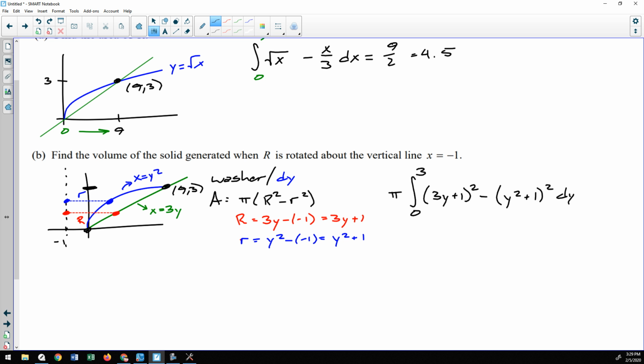And again, this is a calculator problem, so just throw this in the calculator, get an answer. While you should be able to do this by hand, it will take a lot of algebra. You'd have to expand all of that. It will become a power rule. You can do it, but don't. Just throw it in a calculator.